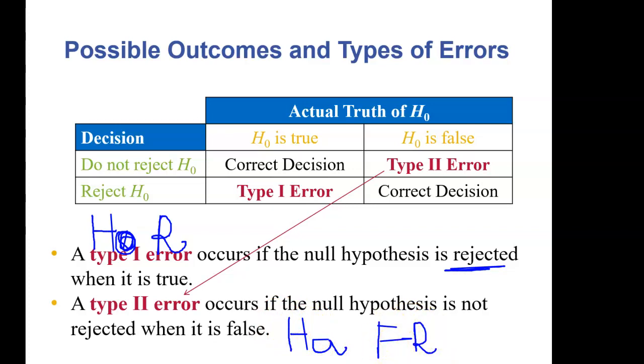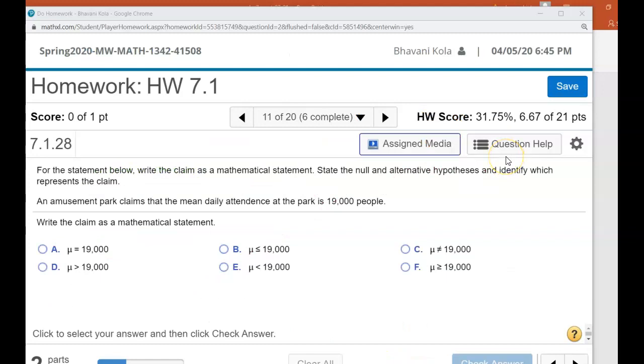Let's go ahead and take a look at a problem from your homework. Problem 10 and 11 are exactly the same, so let's start with problem 11. These are the steps that I want you all to follow when you are doing your problems. For the statement below, write the claim as a mathematical statement. This is very important. You have to state your null and alternative hypothesis and which represents the claim. I'm going to take you step by step. I want you all to have your pen and paper ready and be very attentive.